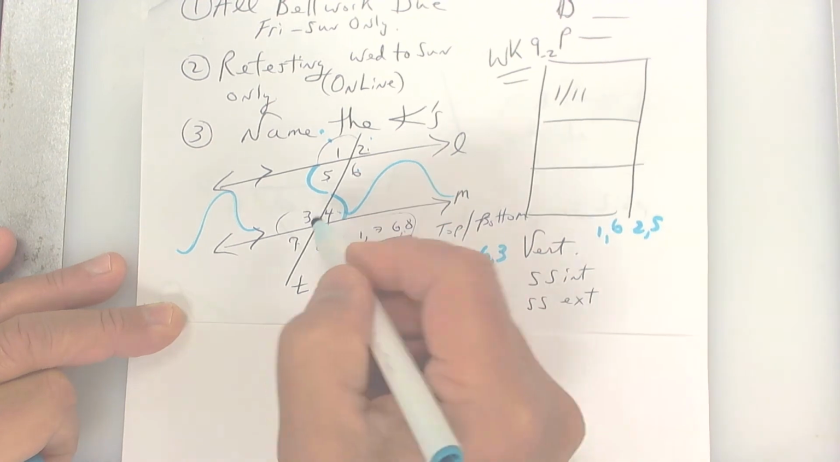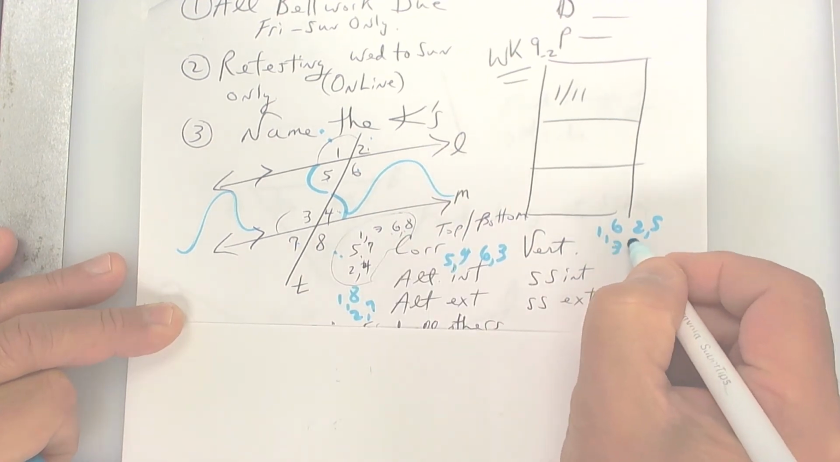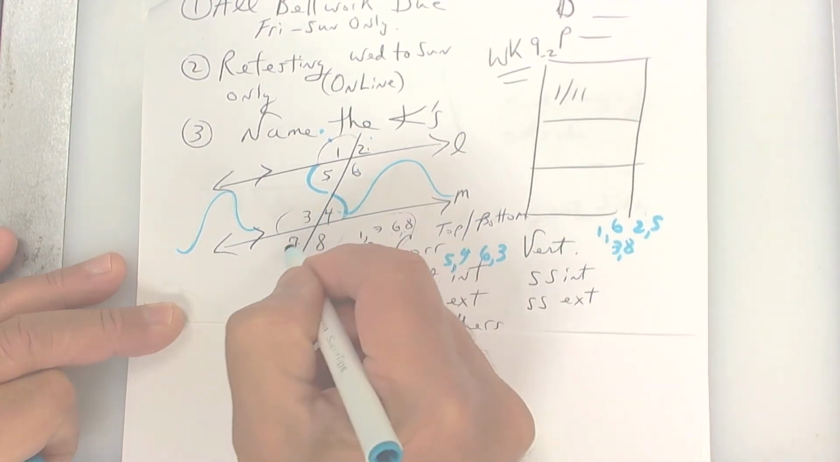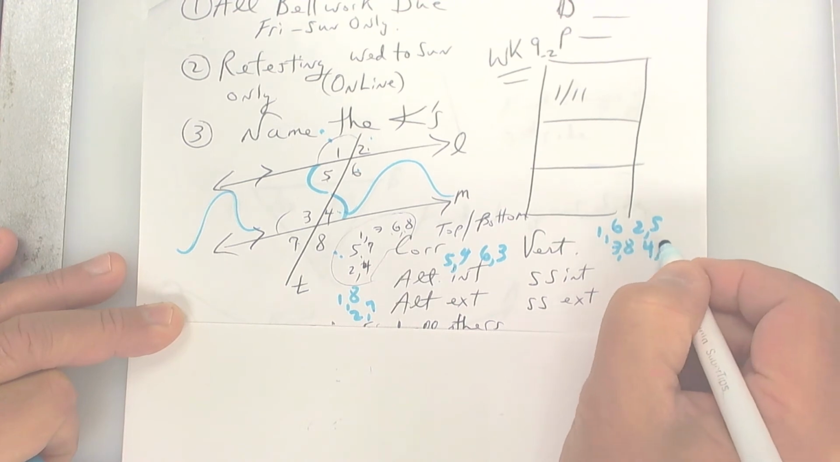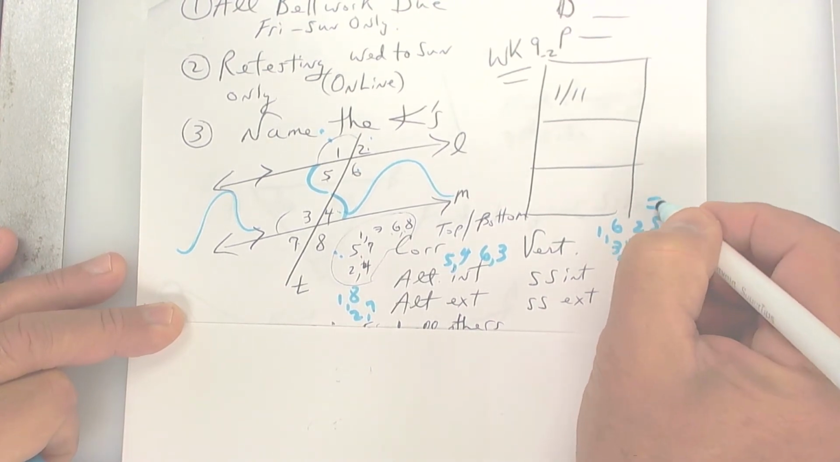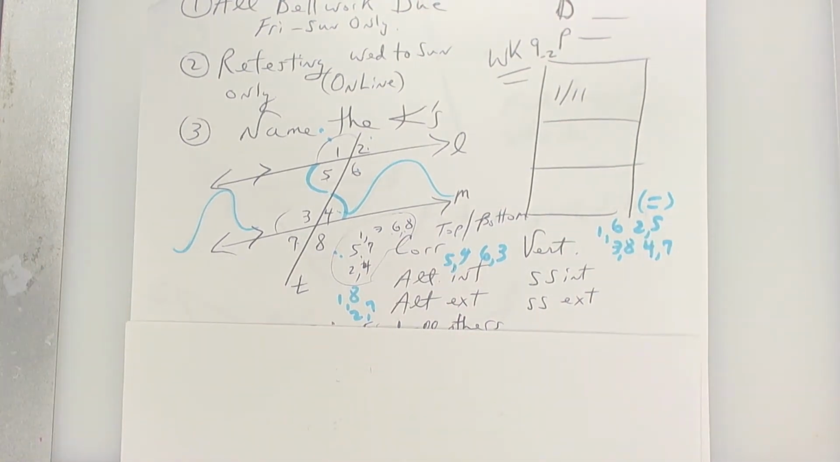Okay, and then finally, vertical is like 1 and 6, 2 and 5. There's a bunch of them. 3 and 8. And then finally 4 and 7. And vertical angles are always equal. So they're always equal. Okay. All right, let's finish this up.